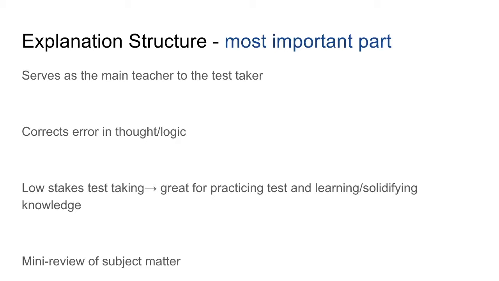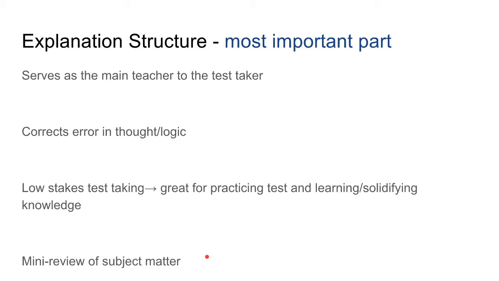Let's talk about the explanation a little bit more. So this is going to be about how you explain the question. As I've said in other videos, this is the most important part. You're making this question in order to teach someone else. It's like writing an article in a journal. You're asking to get this published so that other people can read it. This is the main teacher of the test taker here. It corrects the error in the thought and logic of the test taker, gives them feedback, which is really important. Feedback for getting something wrong. This provides low-stakes testing, great for practicing, solidifying knowledge, and it's a mini review of the subject matter.